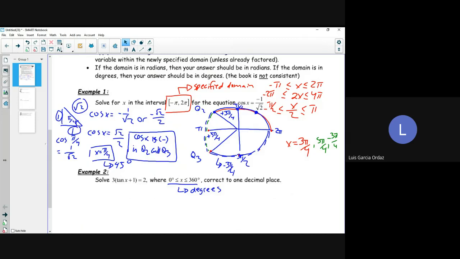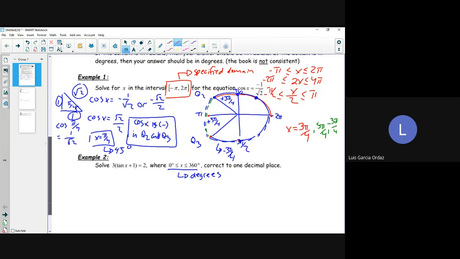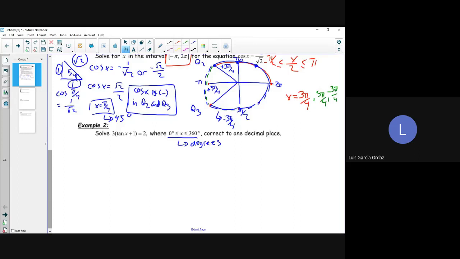Okay, perfect. So our next example, we want to solve 3 times tan x plus 1 is equal to 2, where x is greater than 0 degrees and less than 360 degrees. We want the answer to 1 decimal place. So what we want to do first is treat this like a regular algebraic expression. So we have 3 times tan of x plus 1 is equal to 2. What would our first step be in solving this algebraic expression?